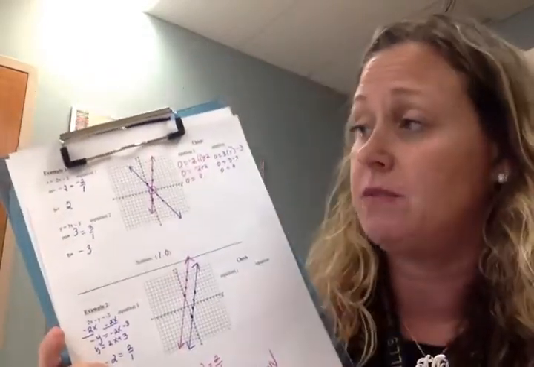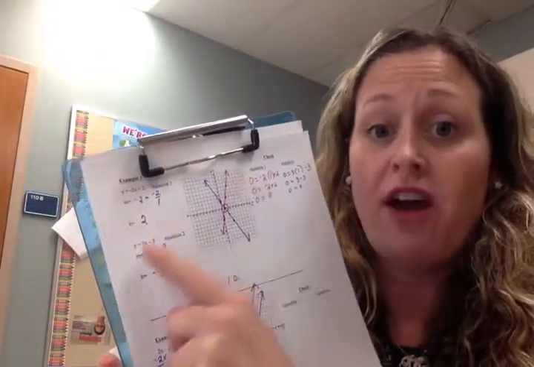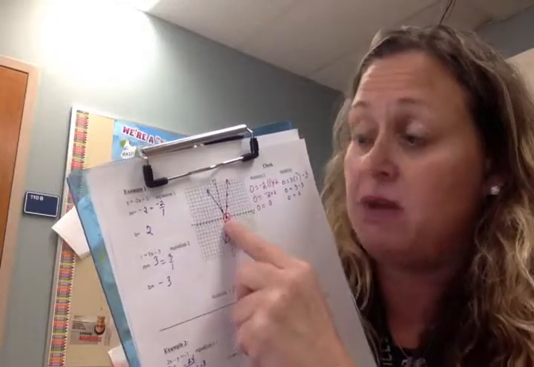So let's review our steps. First thing you do is graph the first equation. Graph the second equation. Estimate the point of intersection. Write down what that ordered pair is. Plug it into each one to make sure that it solves both of them. Let's move on to the next example.